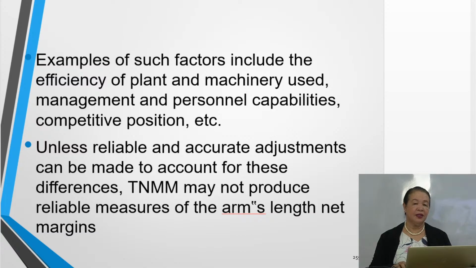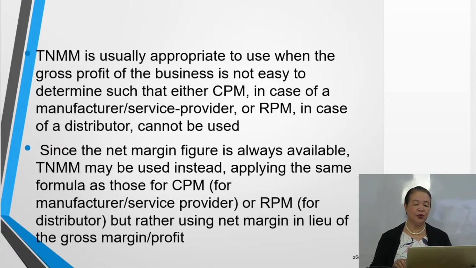Okay? TNMM is usually appropriate to use when the gross profit of the business is not easy to determine. Kasi wala kang data, kaya hindi mo compute yung gross profit. So, since available ang net margin, net margin ang gagamitin mo. So, in case CPM for a manufacturer or service provider, or RPM in case of a distributor, cannot be used, the net margin figure is always available. Transactional net margin method may be used instead.